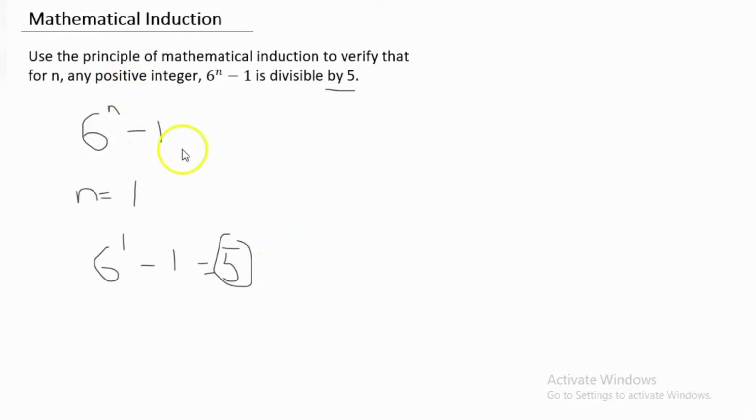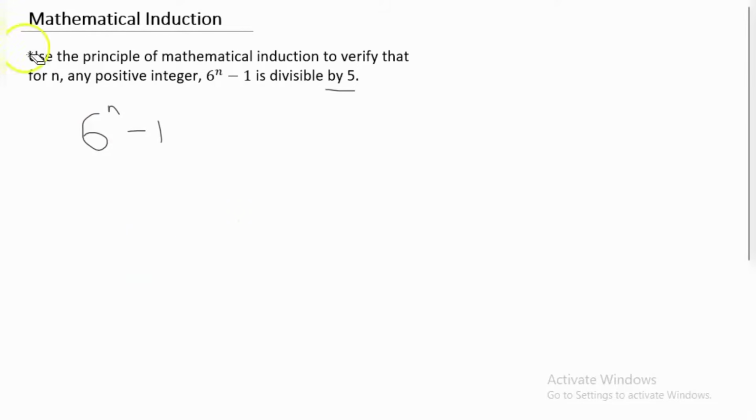So the next step, we are going to assume that n is equal to k. So wherever we see n, we simply put k. So this is 6 to the power of k minus 1. Now we need to equate it to something. So we're going to equate it to 5m.